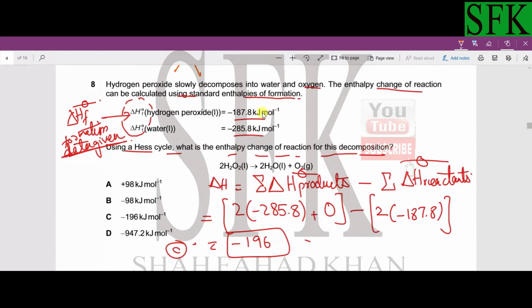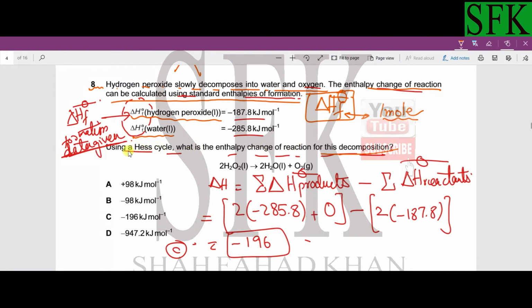Right, now if we look at option 8, here hydrogen peroxide slowly decomposes into water and oxygen. The enthalpy change of the reaction can be calculated using the standard enthalpy changes of formation. Using a Hess cycle, what is the enthalpy change of the reaction for this decomposition? We are given the enthalpy change of formation of hydrogen peroxide and of water. If we take a step back and revise, the enthalpy change of formation is the enthalpy change when 1 mole of a compound is formed from its elements under standard conditions. But anyway, we don't need the definition here.